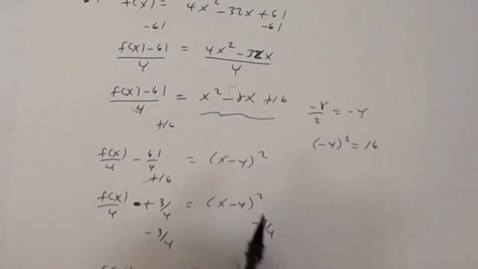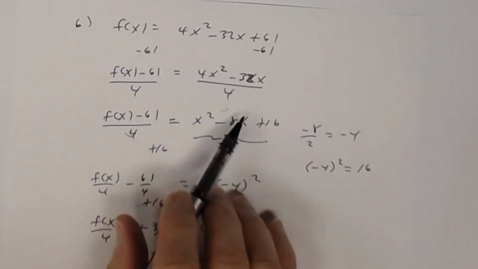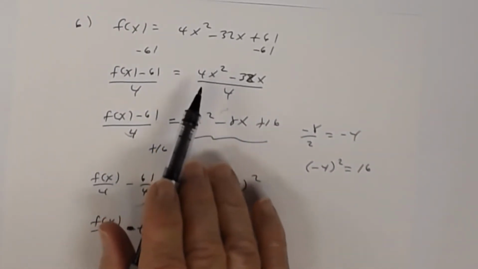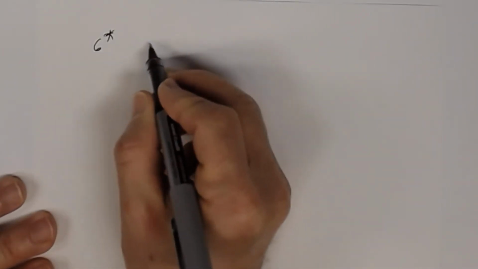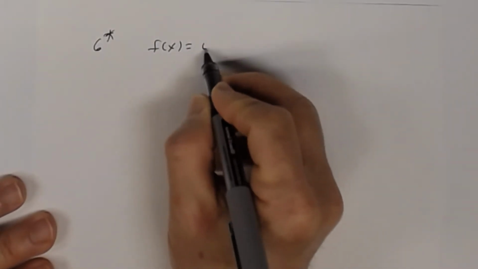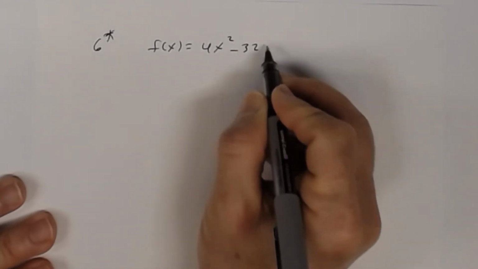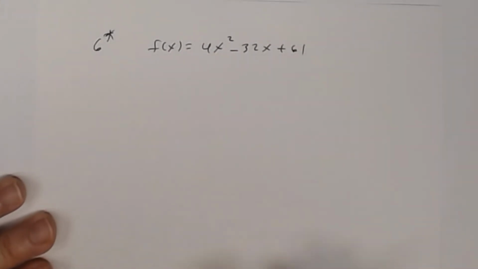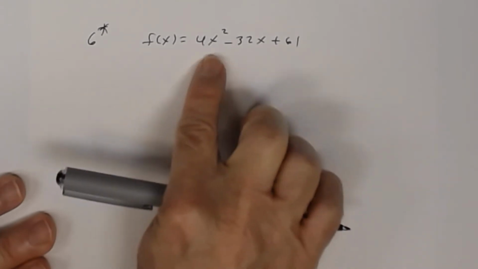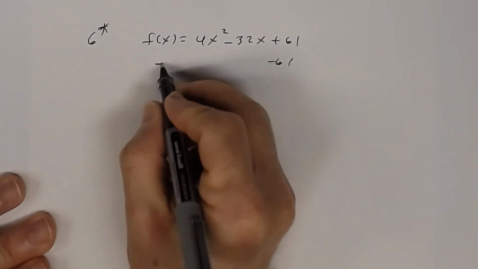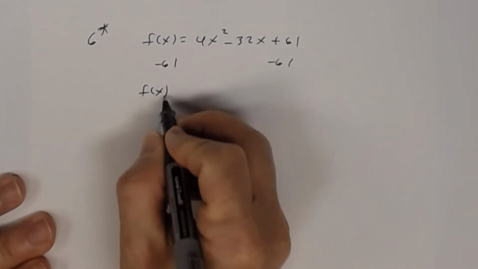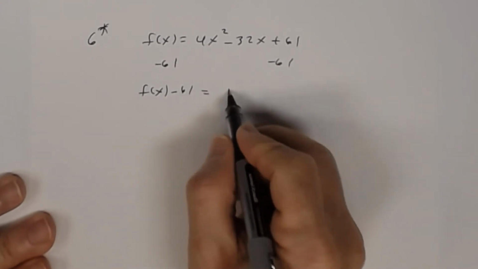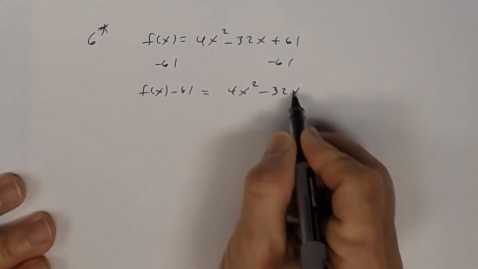All right, now that was when we just went ahead and divided by 4. So let's go ahead and factor out a 4 this time. So let's see what happens if you just factor out the 4. So let's do it that way now. So this is 6 star. So we have f of x equal 4x squared minus 32x plus 61. So let's go ahead and subtract 61 from both sides. And so I get f of x minus 61 equal 4x squared minus 32x.